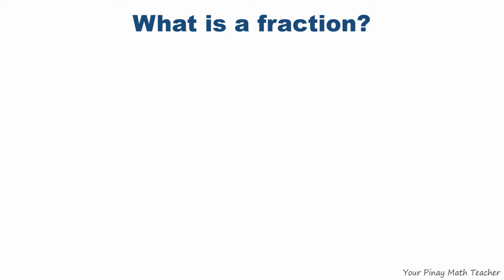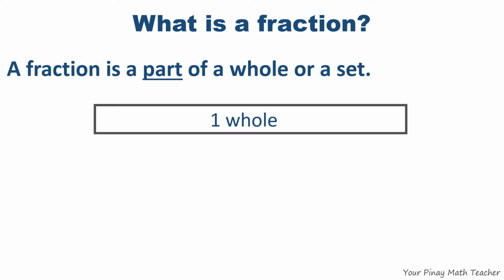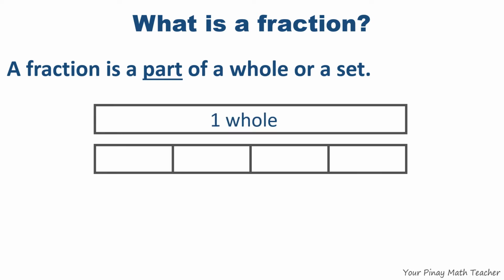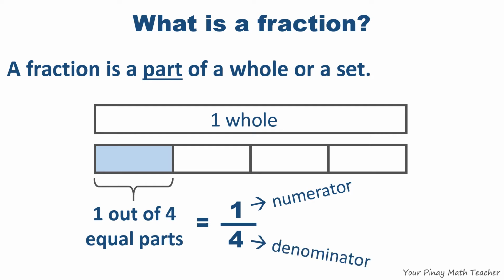What is a fraction? A fraction is a part of a whole or a set. For example, a whole rectangle is divided into 4 equal parts. 1 out of 4 equal parts is shaded. 1 out of 4 can be written as 1 over 4, where 1 is called the numerator and 4 is called the denominator. The line between them is called the vinculum, fraction bar, or fraction line.